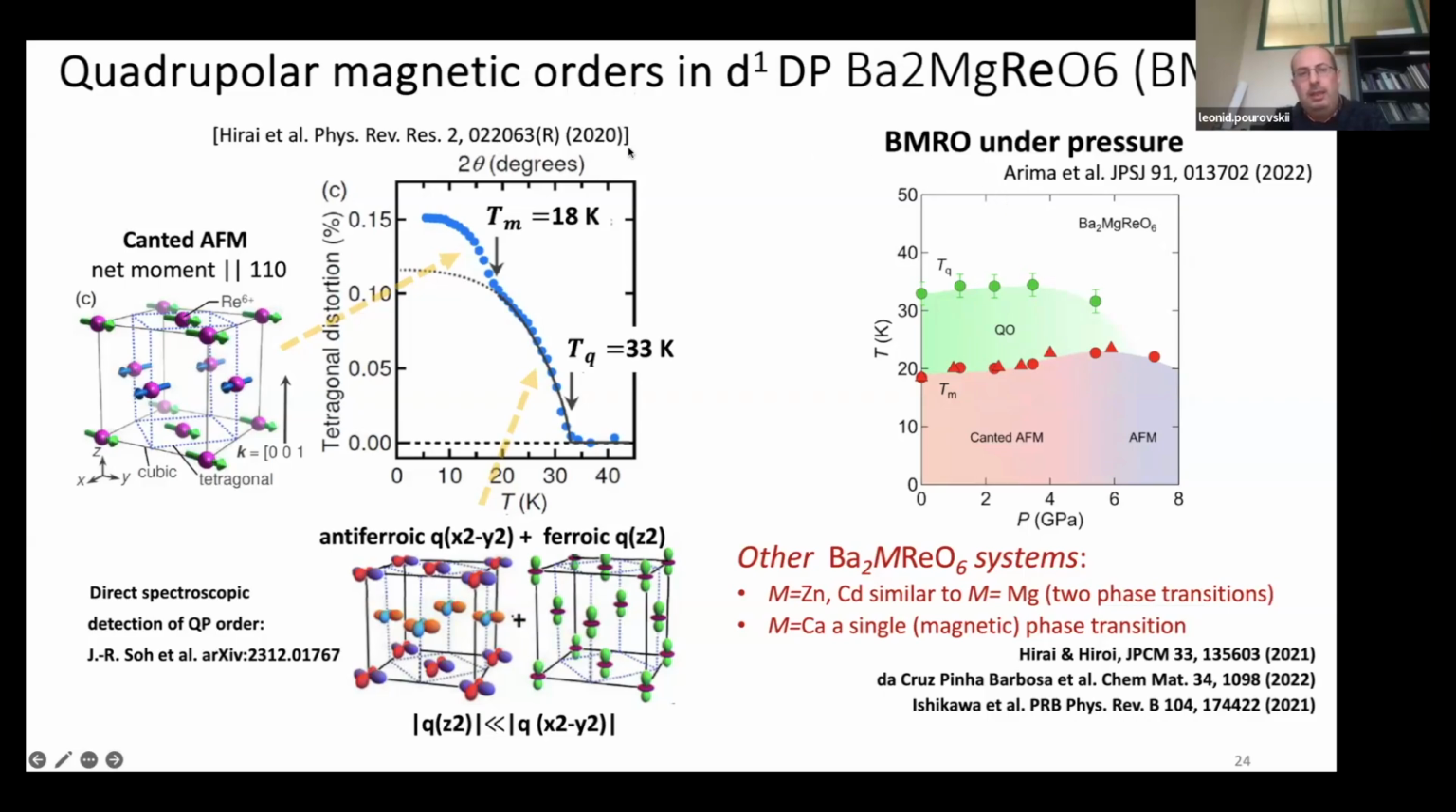And then the same group studied this compound under pressure and found that as the pressure increases, the quadrupolar order is suppressed, and there is only the canted antiferro phase which becomes just a collinear antiferromagnetic phase. And there is a bunch of compounds, as also discussed by Bruce. Some of them, like zinc and cadmium, show two phase transitions. They're similar to Ba2MgReO6. And calcium, for example, shows only a single magnetic phase transition.